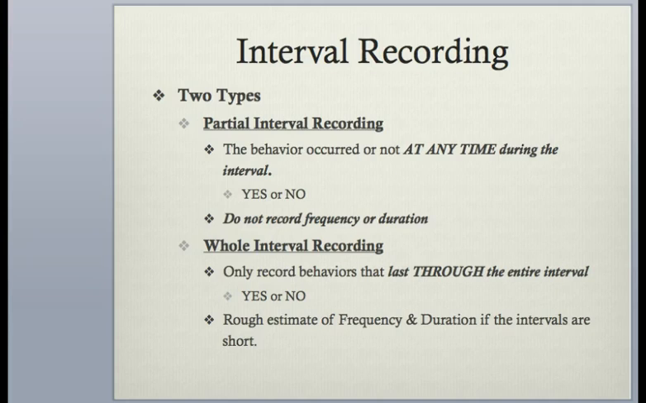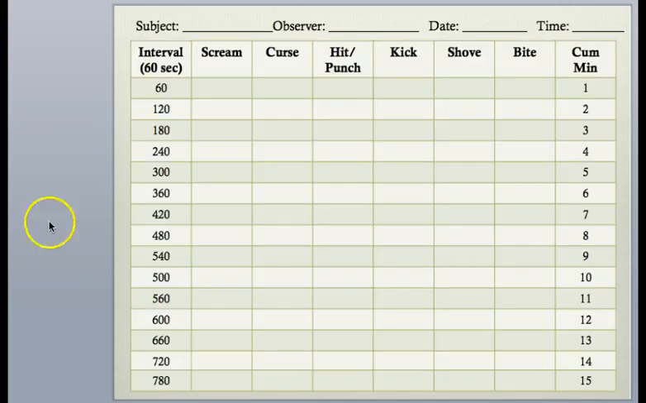The first one is called partial interval recording. And when you're doing partial interval, you simply record on that data sheet whether or not the behavior occurred at any time during the interval. So let me go back here. 1 minute interval, I'm watching for 1 minute, and as soon as I see any one of these behaviors happen, I give it a yes, and I leave the others blank.